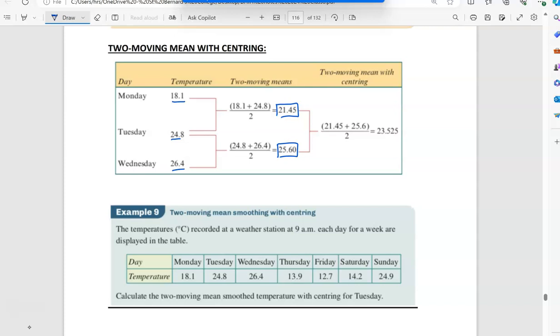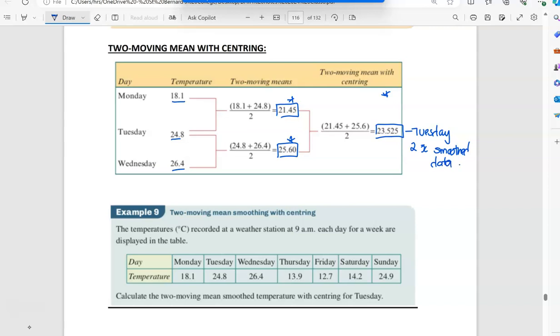Then to get the centering, you add these two new mean values together and divide by 2, and you get this. Because this is the first two mean smooth data of this set, you can see you lost the first one and you start on Tuesday. So this is Tuesday's two mean smooth data with centering, but just say smooth data, that's fine.